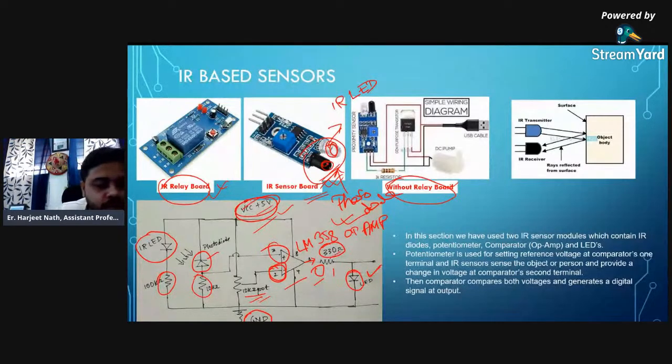So you have a resistance over here. So that is the entire circuit diagram of this particular IR based sensor. What are the components which are available in this IR based sensor?